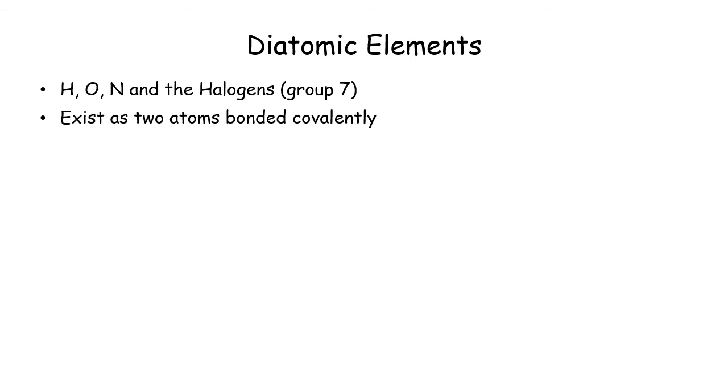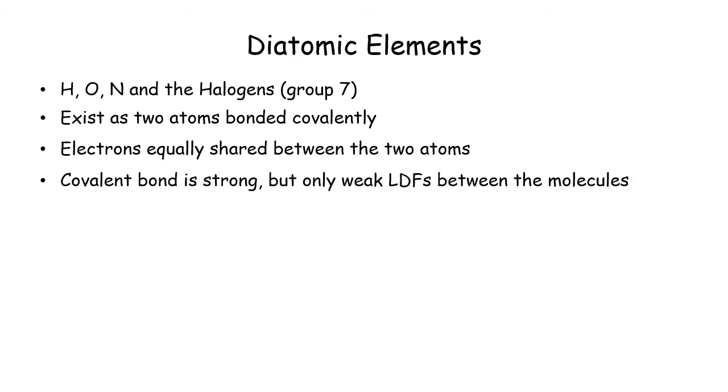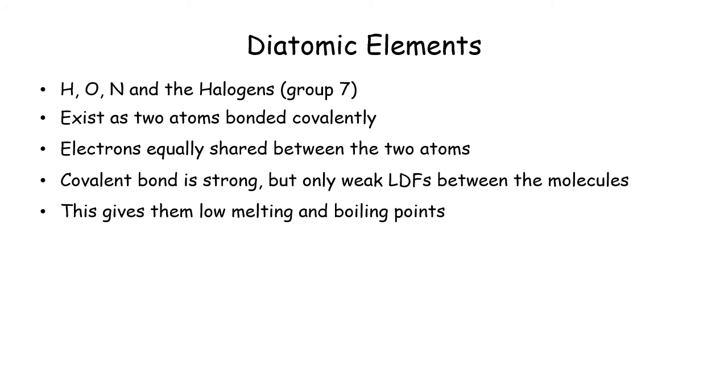Now, diatomic. Monoatomic meant one atom, diatomic means two atoms. And these two atoms have a covalent bond between them, which means they're sharing electrons. Because they are the same atom, they're going to have the exact same electronegativity, so the electrons are going to be shared equally between the two atoms. The covalent bond between the atoms is strong, but between different molecules, we only have those weak London dispersion forces as we saw for our monoatomic elements.